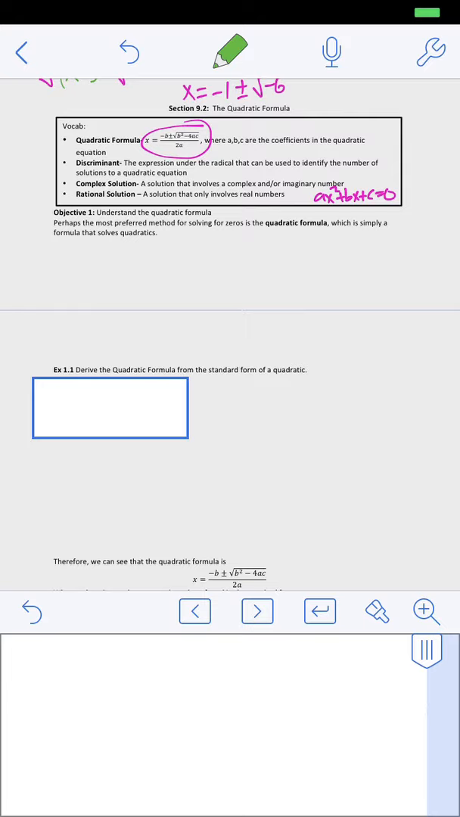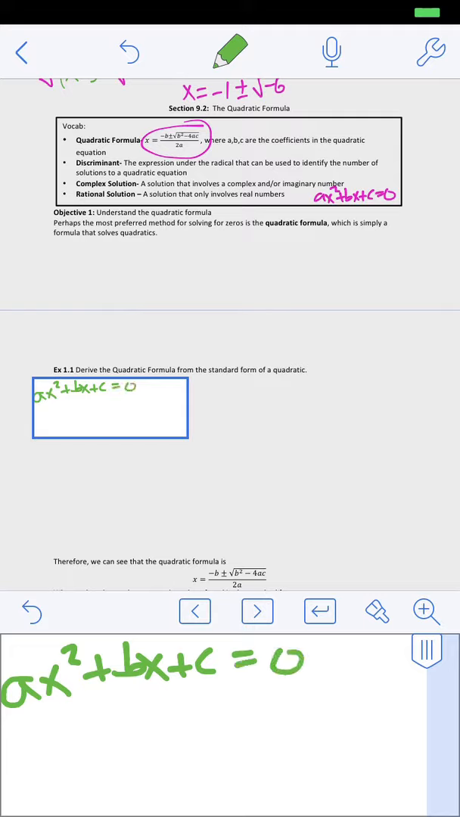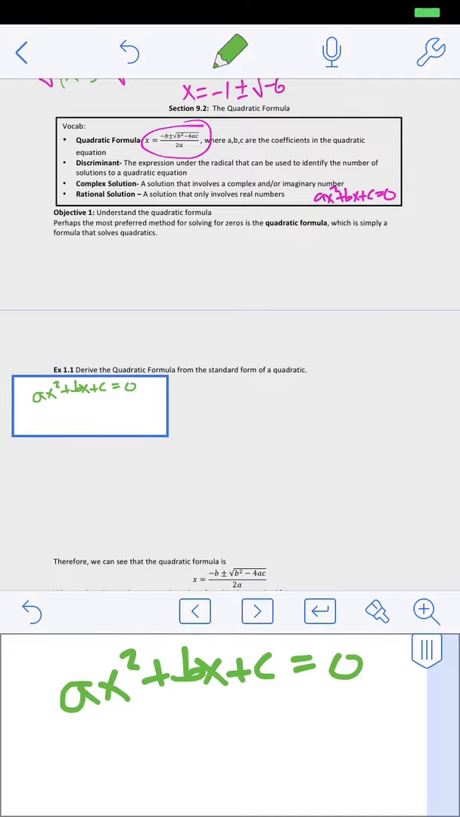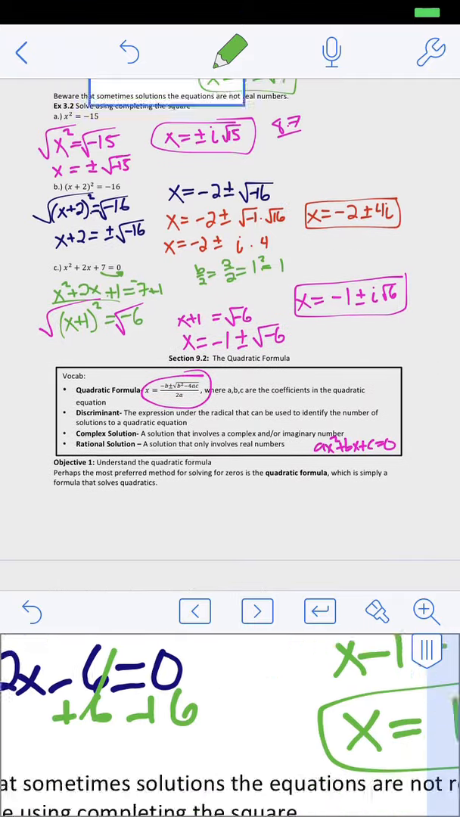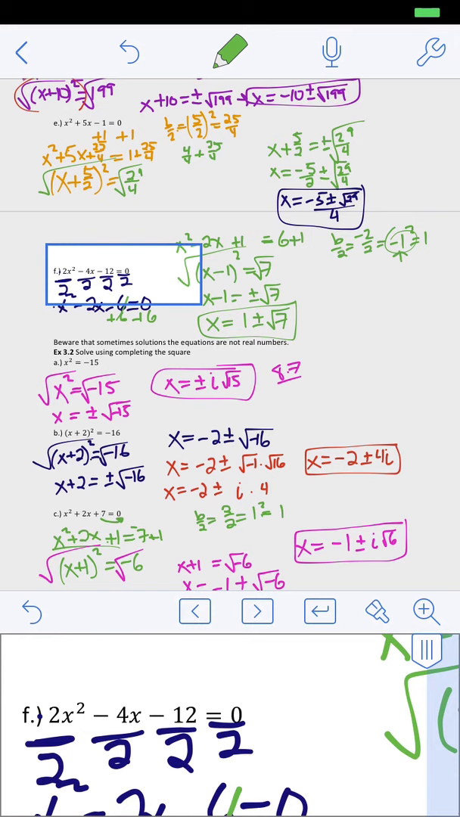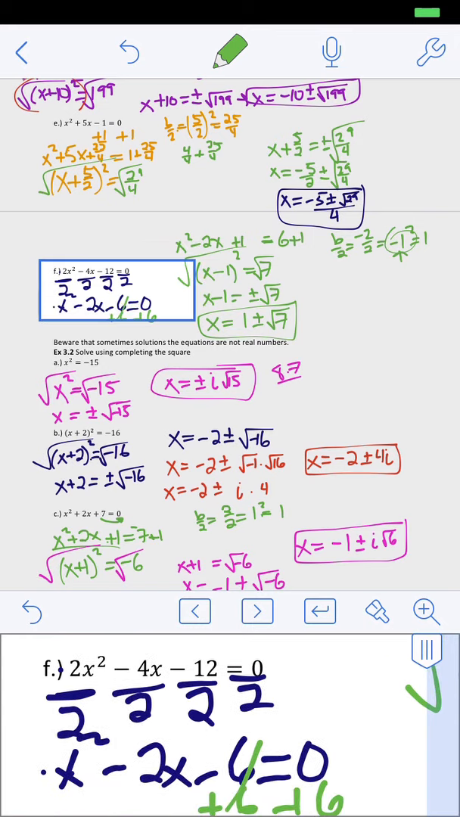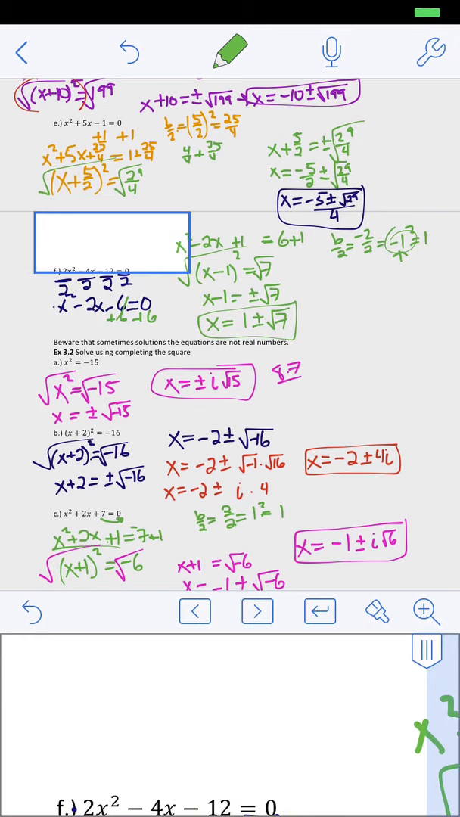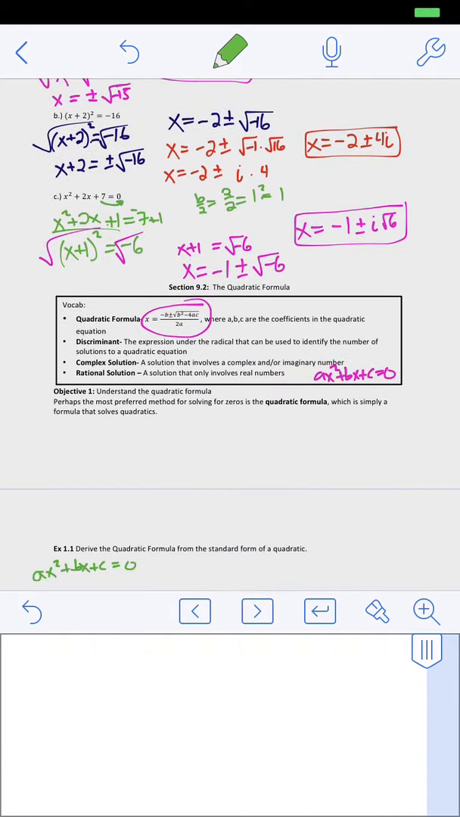So, I'm going to start with my standard form. Ax squared plus bx plus c equals 0. Standard form, right? Now remember, the first issue we had with complete the square was when we had a 2 in front. And so what did we do? We divided by that 2, we got rid of it.